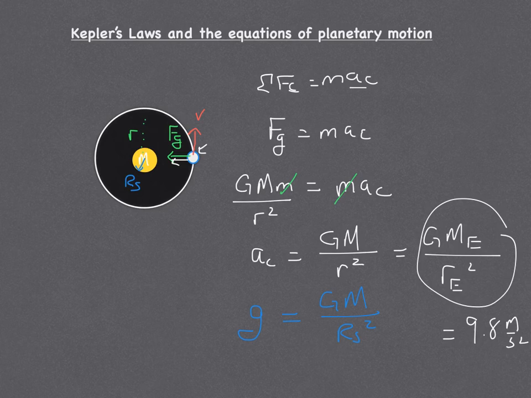So that is the first equation for planetary motion. And all it is is a combination of Newton's second law for circular motion and the universal law of gravitation.